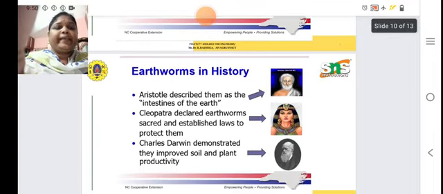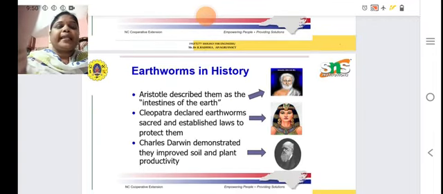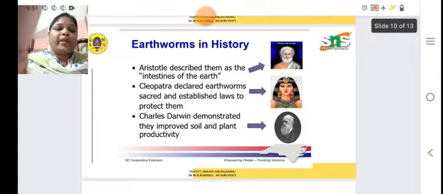Then earthworms in history. Aristotle described them as the intestines of the earth. Cleopatra declared earthworms sacred and established laws to protect them. Charles Darwin demonstrated that they improved soil and productivity. Earthworms improve the soil by giving nutrients to the soil, helping the plants grow, and automatically increasing productivity.